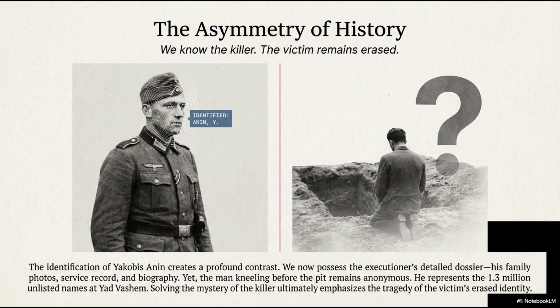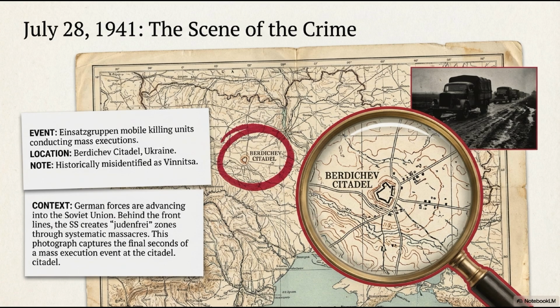We shouldn't see that anonymity as a failure of the research, but as a central part of the narrative itself. So the suggestion is to reframe the whole thing around that contrast, to constantly highlight the challenge that the unknown victim represents. And connect him directly to the bigger picture. We're not just talking about one man. We're talking about the 1.3 million unlisted names at Yad Vashem. He stands for all of them.